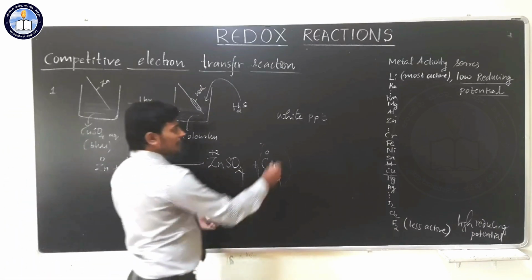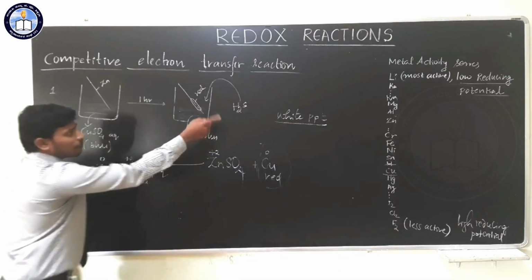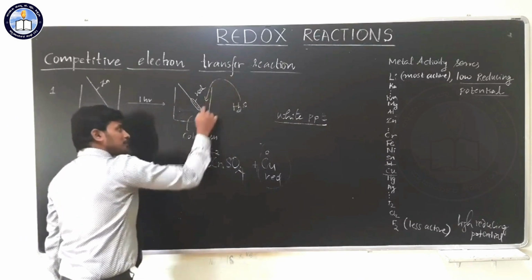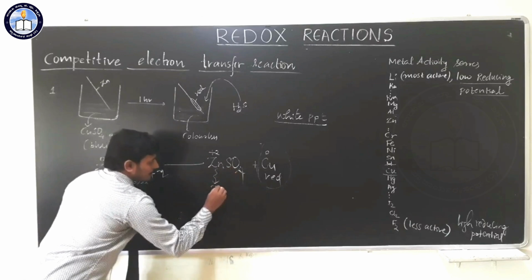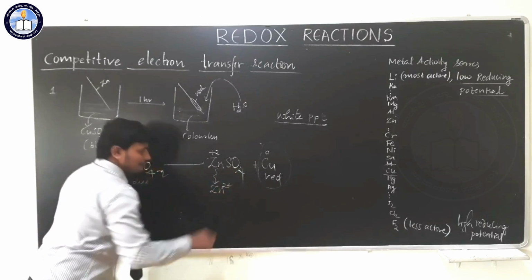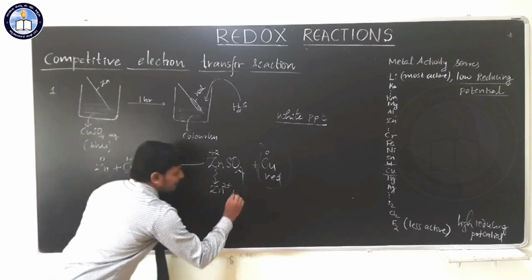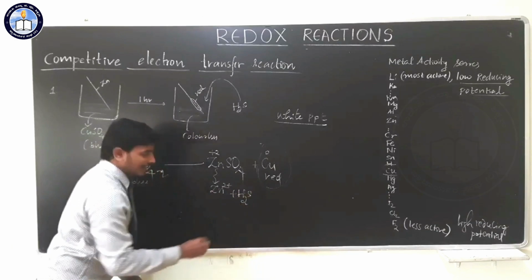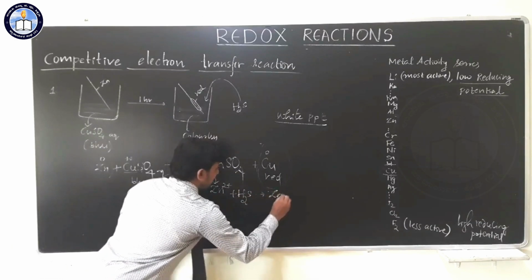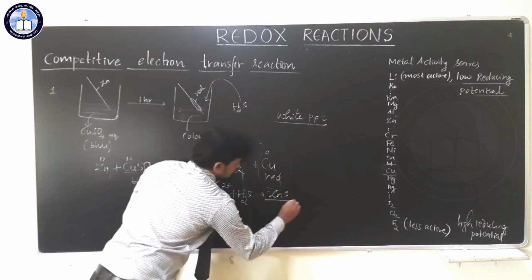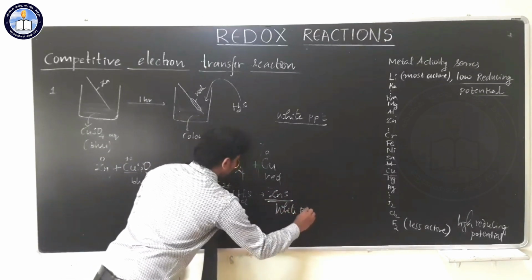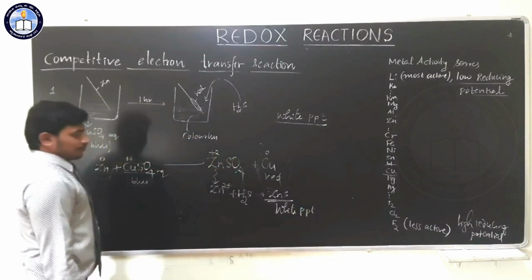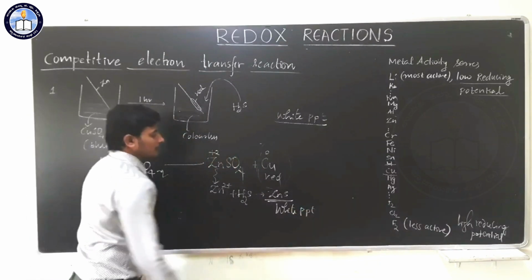But why is it a white precipitate? When I pass H2S gas into this particular solution, this zinc sulfate, right? Zinc sulfate is giving rise to zinc 2 plus, and that reacts with H2S and is giving rise to what? ZnS. This is what? White color precipitate.